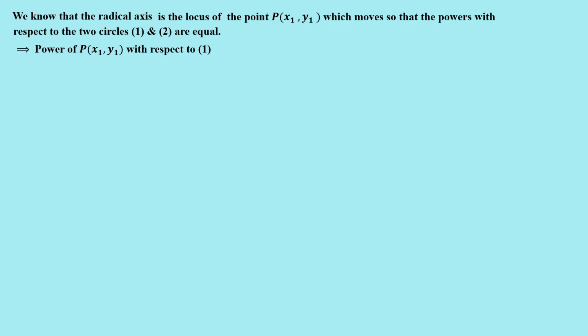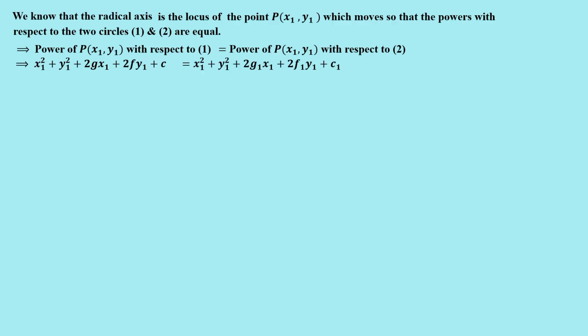So the power of P(x1, y1) with respect to the first circle is equal to the power of the point P with respect to circle 2. For the power of P with respect to circle 1, replace x by x1 and y by y1 in circle 1. You will get x1 square plus y1 square plus 2gx1 plus 2fy1 plus c. That is the definition of the power of the point with respect to circle 1. Similarly, replace x equal to x1, y equal to y1 in equation number 2. You will get the power of the point with respect to circle 2, that is x1 square plus y1 square plus 2g1x1 plus 2f1y1 plus c1.